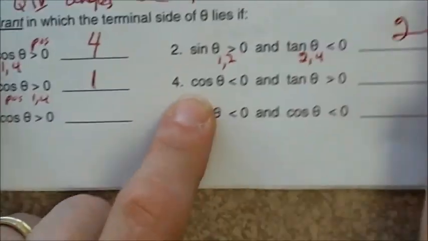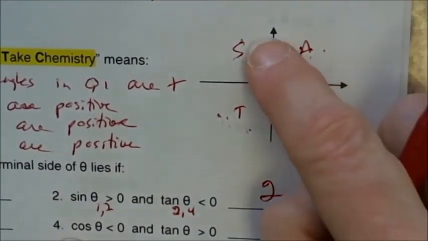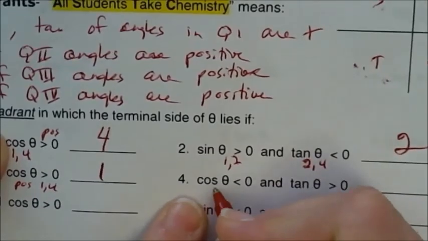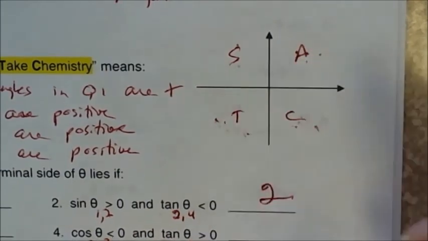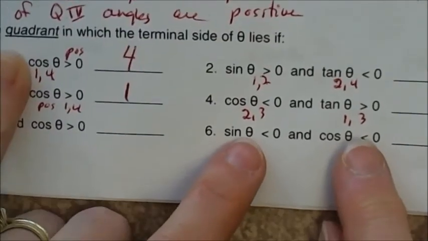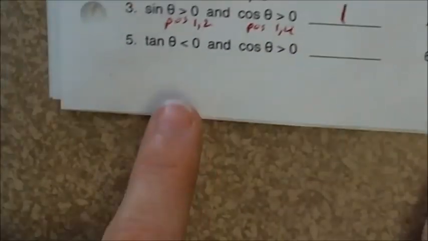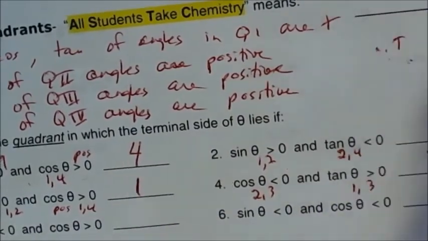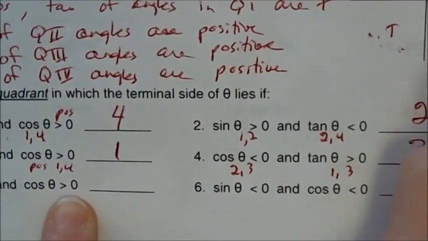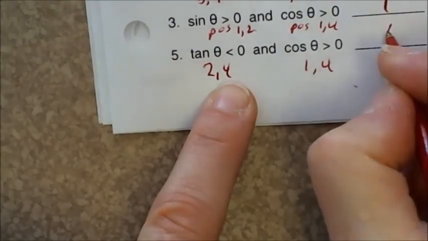Where's the cosine negative? The cosine is positive here and here, so the cosine is negative in 2 and 3. Where's the tangent positive? Tangent is positive in 1 and 3. What quadrant do these have in common? Quadrant 3. Where's the tangent negative? The tangent is negative in 2 and 4. Where's the cosine positive? It's positive in 1 and 4. What quadrant does this have in common? Quadrant 4.